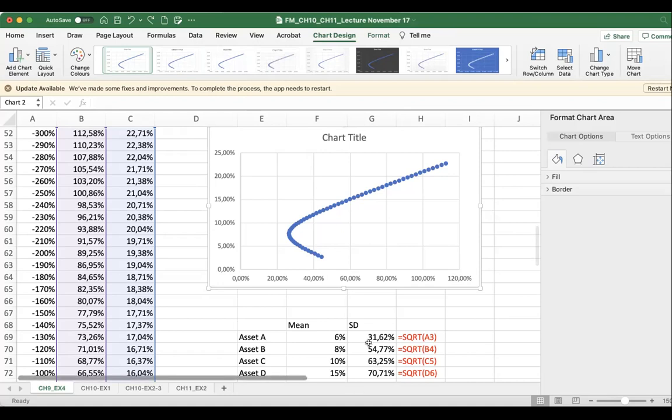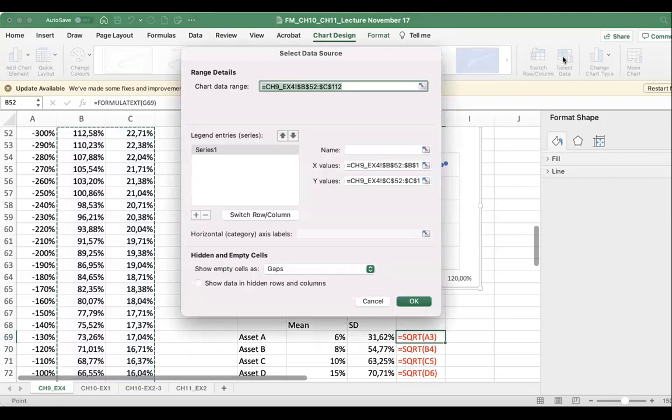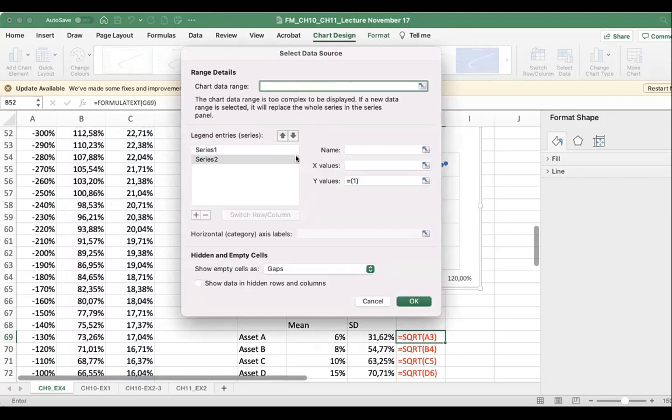So let's start by asset number 1, right? So go here and click on select data. See? So we have already a series number 1, which is for the different values of the portfolio, which we used in the data table. So we have to add a new series. We can call it asset A. Now the X value is the standard deviation of asset A. So I go here and click on asset A. Now the Y value is the mean return of asset A, which is this one. And then click on OK.